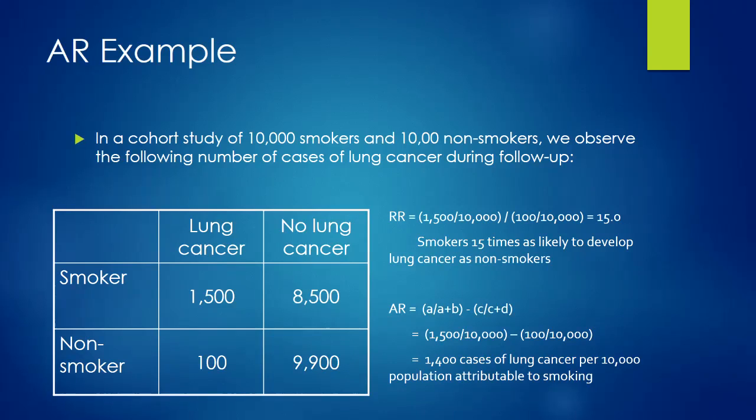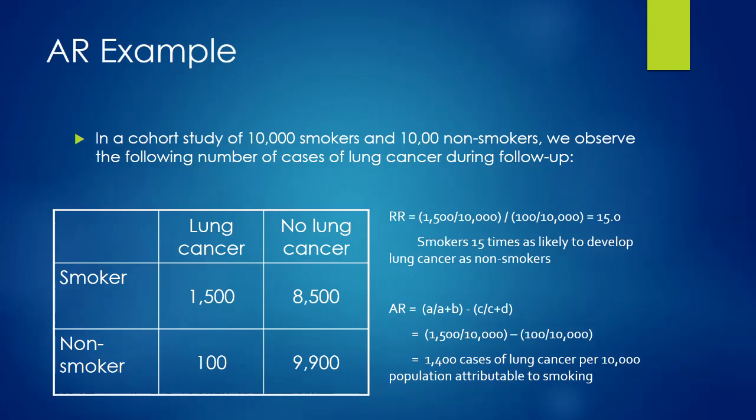The relative risk would be the incidence in the exposed divided by the incidence in the unexposed. So the relative risk here is 15. That means smokers have 15 times the risk, are 15 times as likely to develop lung cancer as non-smokers. So that's our relative measure of association. And then if we wanted to calculate the attributable risk or the risk difference, that's on the bottom here. So incidence in the exposed minus incidence in the unexposed, and we come up with 14 cases of lung cancer per 10,000 population attributable to smoking.